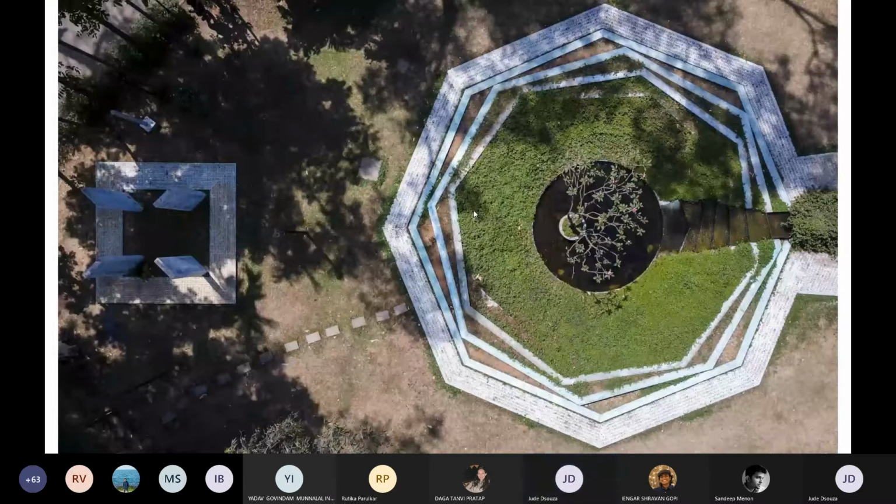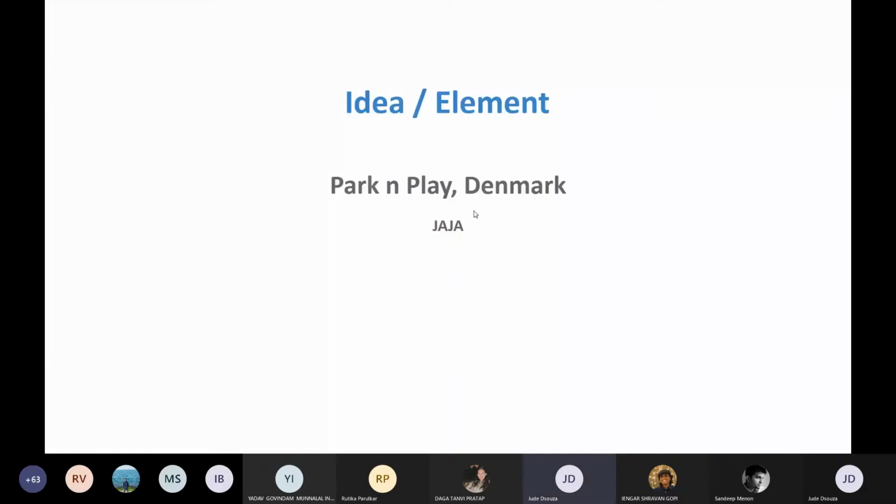Right, so this is the idea of one element which is taken and becomes many things. One element does many things. It's called Park and Play, and it's in Denmark.